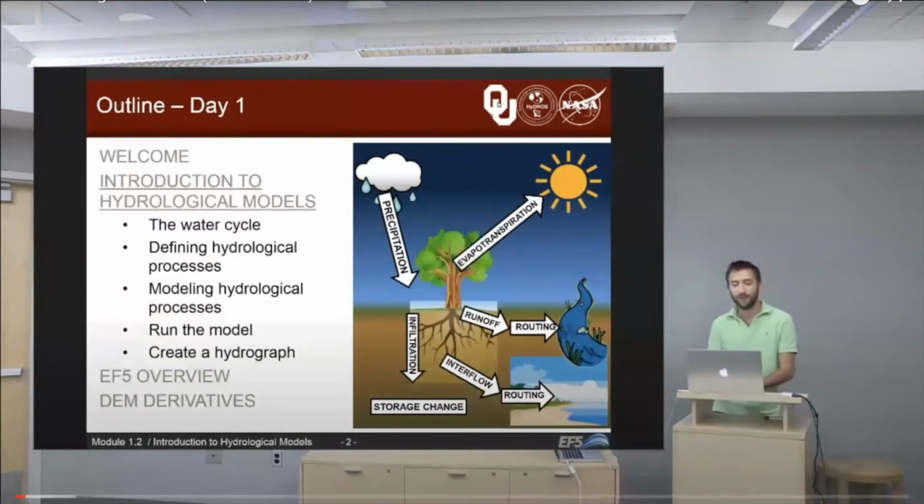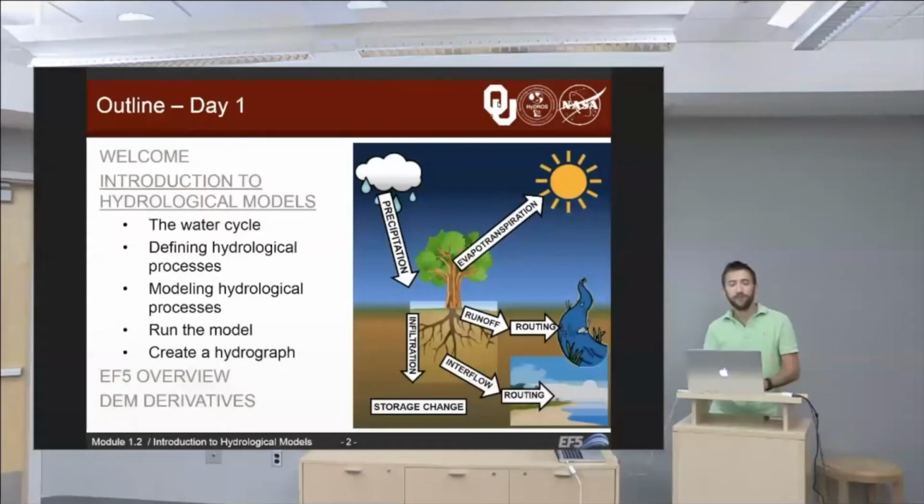And so we're going to talk about in this module is the water cycle. We're going to define a series of hydrological processes. We're going to talk about how we model those processes, and then at the end of this module, we're actually going to run EF5 for the first time, and it will create a hydrograph based on the results of that initial run.